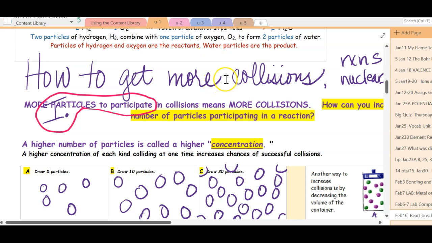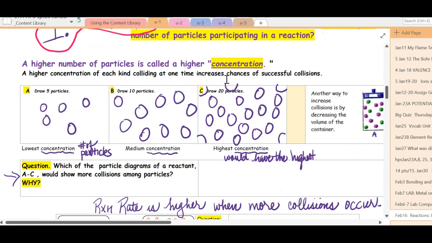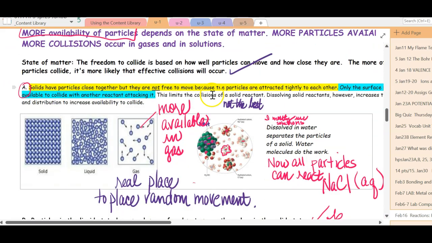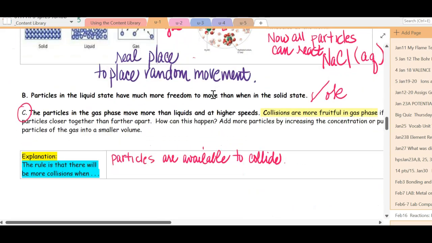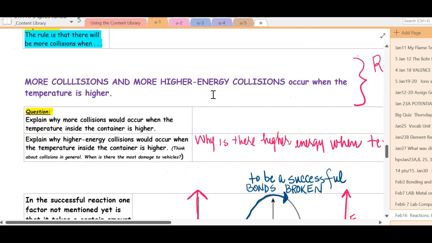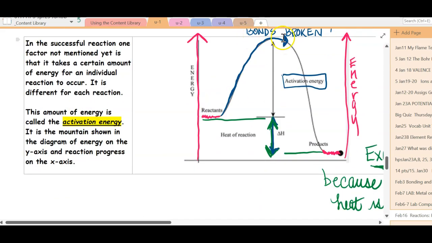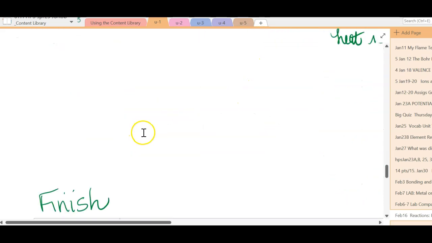So the more collisions you have, the more likely there will be a successful collision. And the higher the energy of the collision, the more likely it will happen, because we discovered that there's some mountain for these to climb. Not only does the collision have to happen in the right orientation, how they collide, but there has to be enough energy in the collision for it to actually happen, and each reaction has a different mountain. This mountain was called the activation energy.